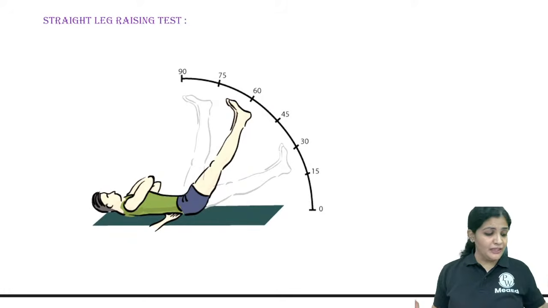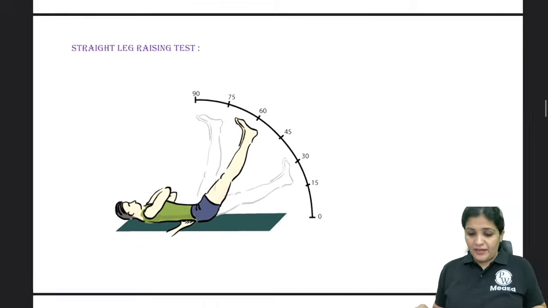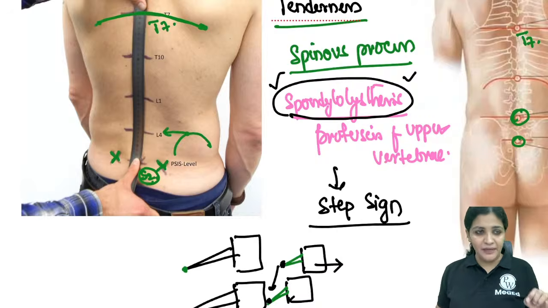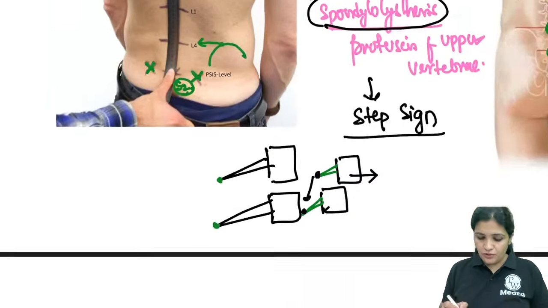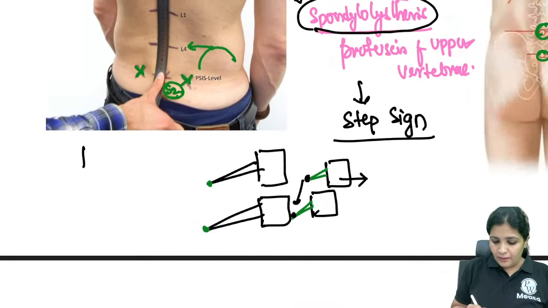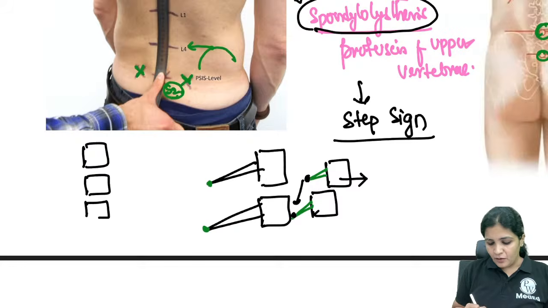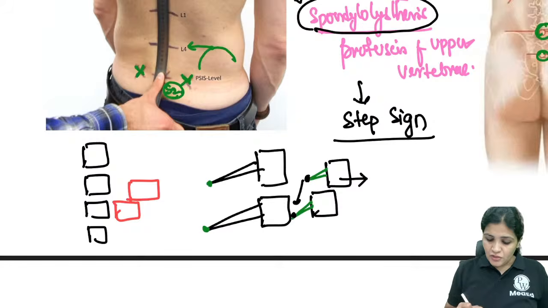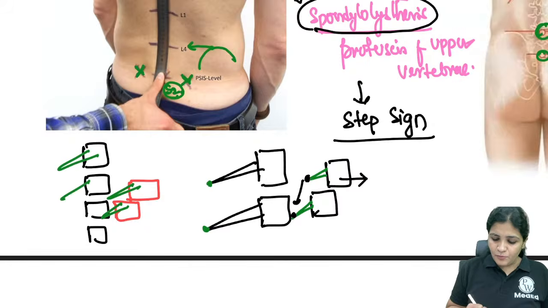Yes. Now let us see the three important tests. What is a step sign? Step sign is mainly seen in spondylolisthesis, where there is a protrusion. Usually the vertebral column is in a straight line like this. In listhesis, one vertebra moves forward compared to the one above, right? So this vertebra is moving forward. If the vertebral column is straight like this, you are going to palpate all the spinous processes in a line, right? So they are going in a line.